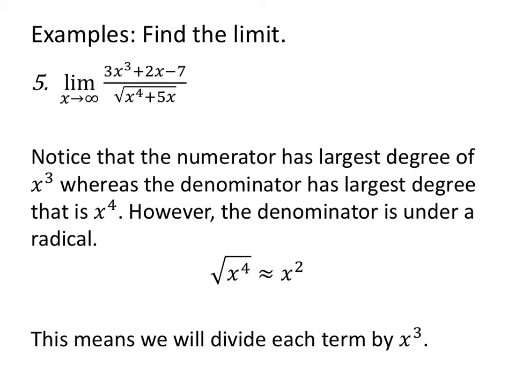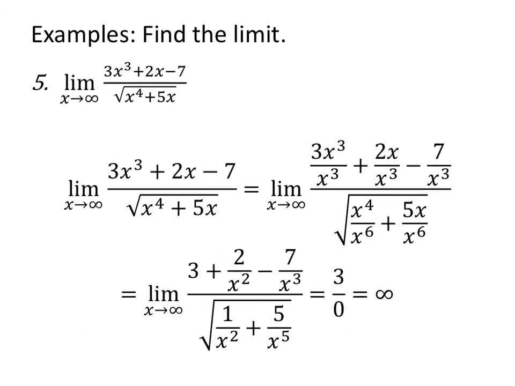But now, we're going to make it harder. The limit as x approaches infinity of 3x cubed plus 2x minus 7 all over the square root of x to the 4th plus 5x. Notice that the numerator has the largest degree of x to the 3rd, whereas the denominator has the largest degree of x to the 4th. However, the denominator is under a radical, so the square root of x to the 4th is like x squared. This means we'll divide each term by x cubed.